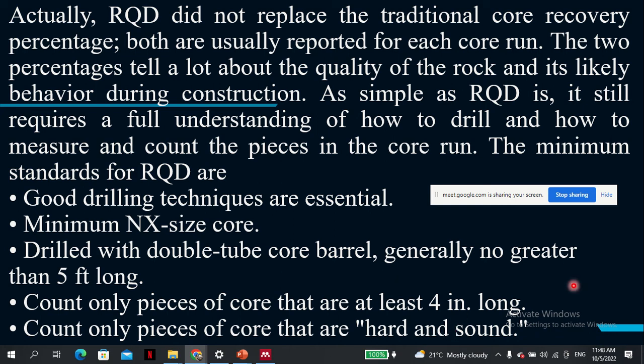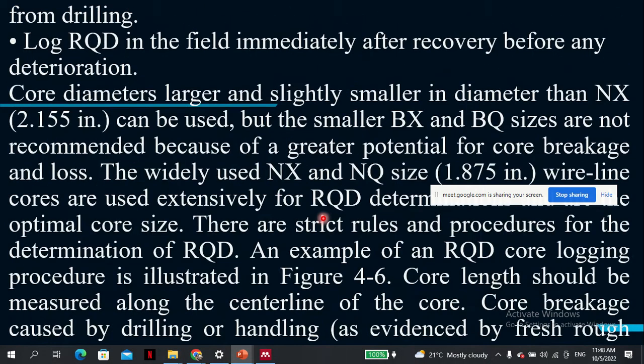Of course, if the drilling action cannot break the rock, and you find that it can still stand for 4 inches, then obviously it's hard and sound. So from drilling, log the RQD in the field immediately after recovery, before any deterioration.